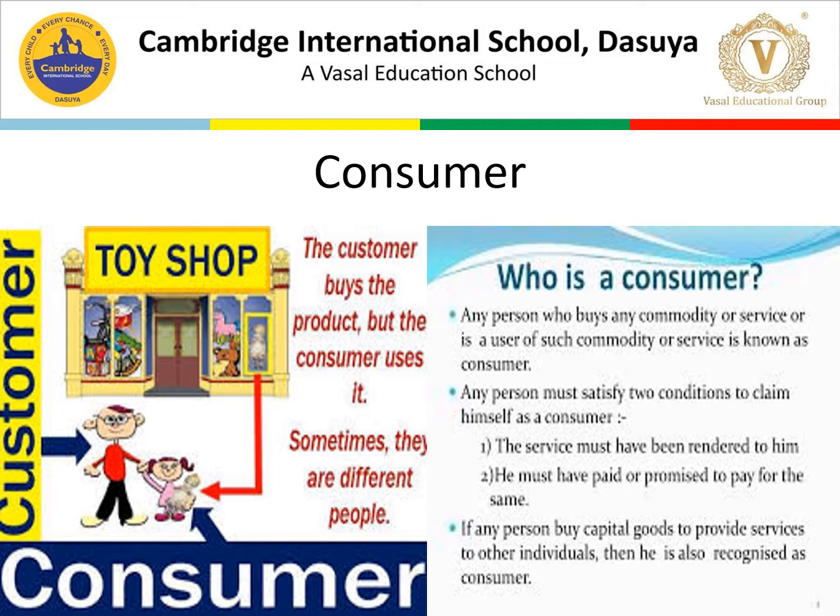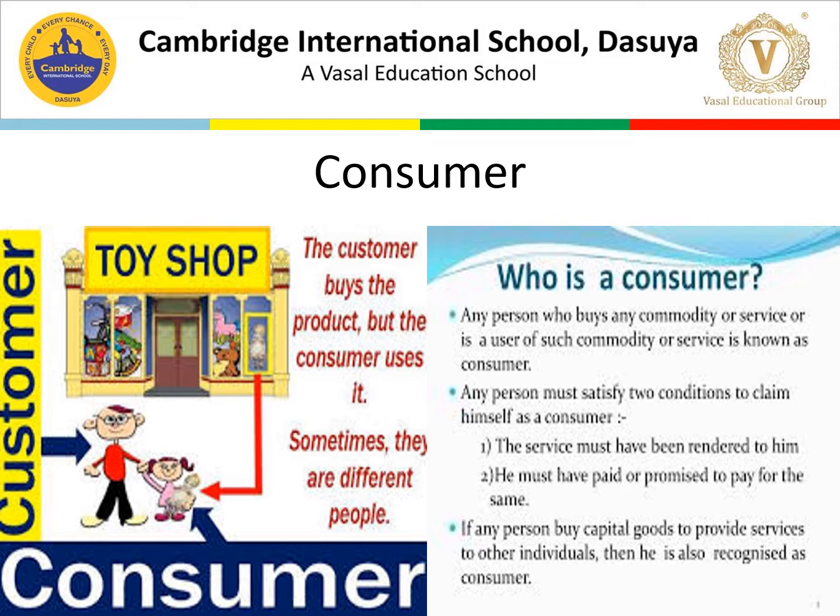The first condition is that the service must have been rendered to him. That means some kind of service should be rendered. If I am giving services to someone, I have to render services. Like if you are my student, I am giving some services to you. You people are consumers, so you are paying for that. The next thing is he must have paid or promised to pay for the same.